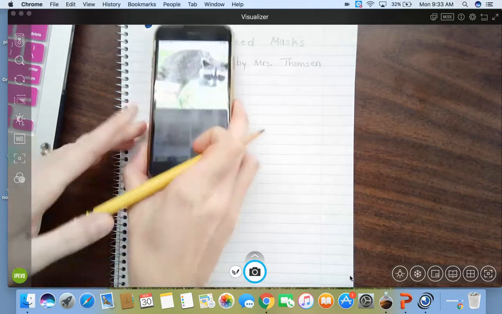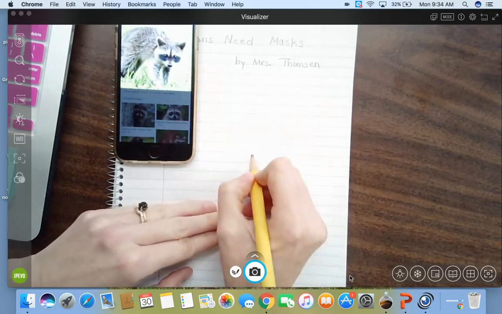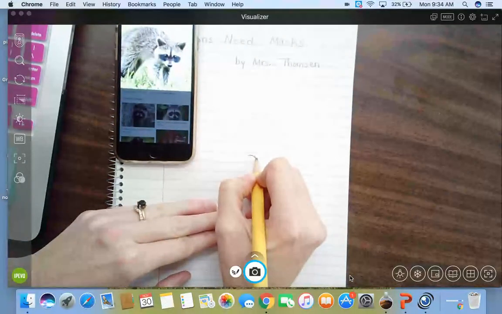Okay, I'm going to draw this little guy. He's super cute. Alright, so I'm going to start with his little face. He's got these cute little eyeballs.